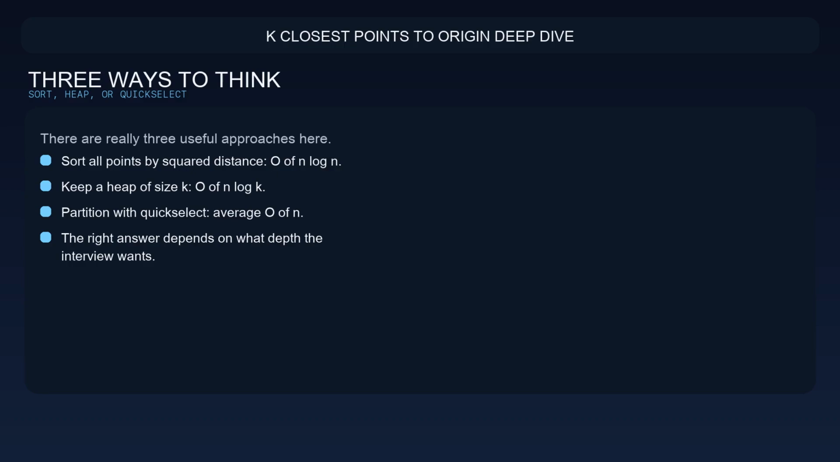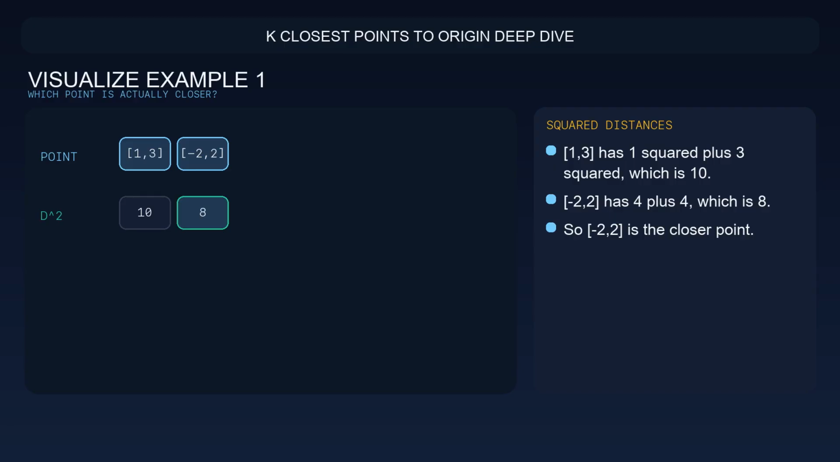I like to organize this problem into 3 levels. Sorting is the easiest baseline. The heap approach is the most interview-friendly optimization, and quickselect is the harder follow-up when they push for average linear time. Here is the simplest picture. 1, 3 has squared distance 10, minus 2, 2 has squared distance 8, so minus 2, 2 is closer, and we reach that answer without any square root.